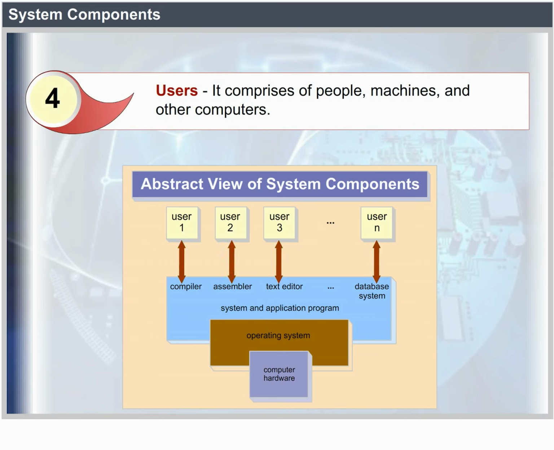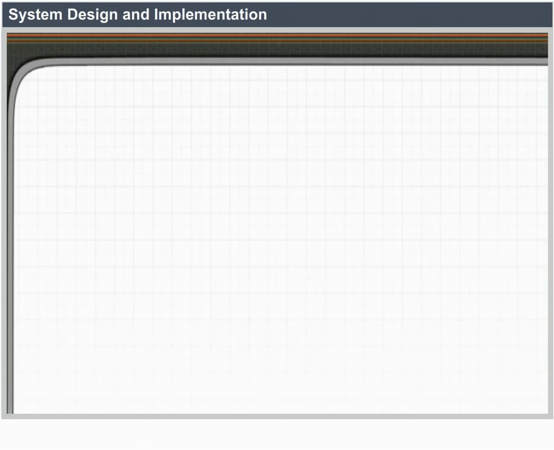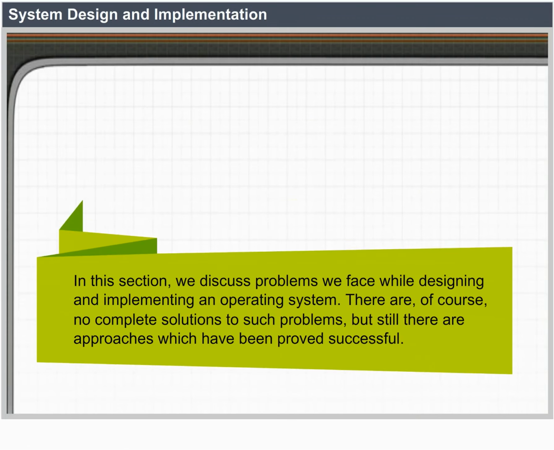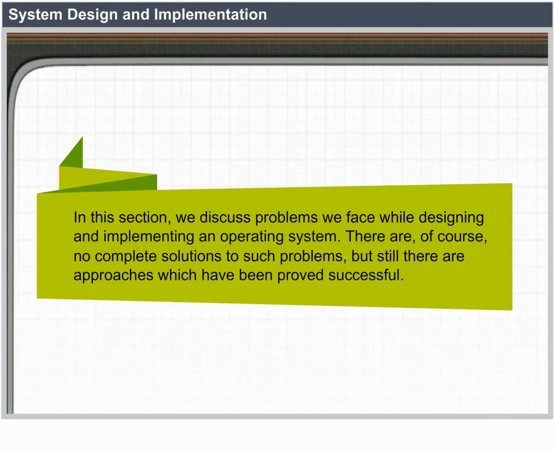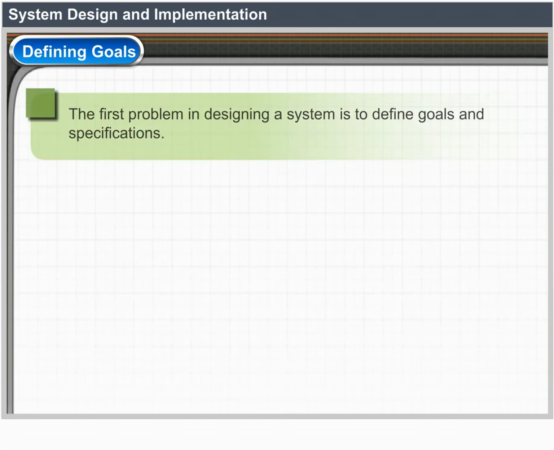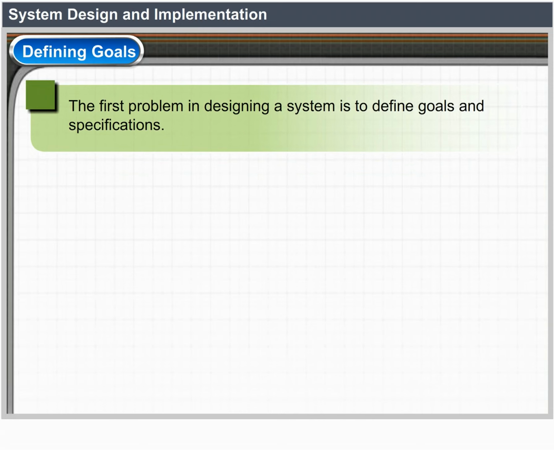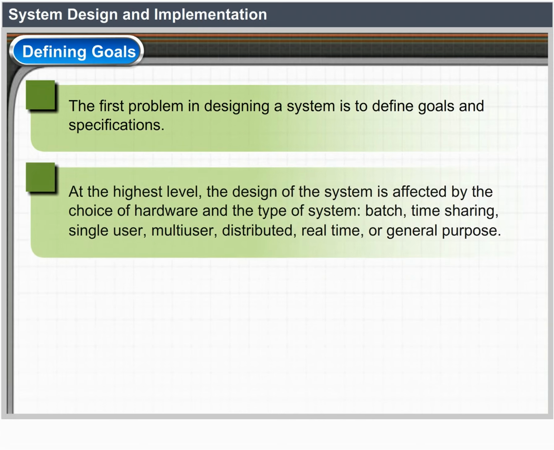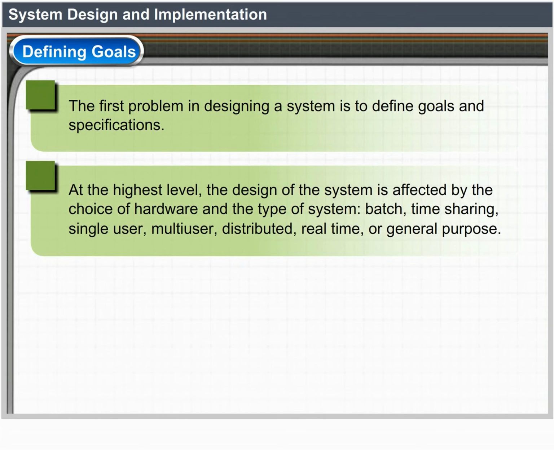System design and implementation. In this section, we discuss problems we face in designing and implementing an operating system. There are, of course, no complete solutions to such problems, but there are approaches that have proved successful. Design goals. The first problem in designing a system is to define goals and specifications. At the highest level, the design of the system will be affected by the choice of hardware and the type of system: batch, time-sharing, single-user, multi-user, distributed, real-time, or general purpose.